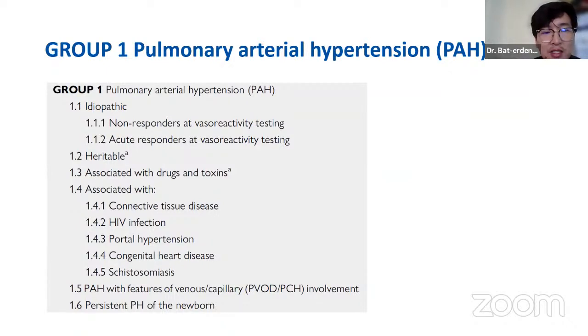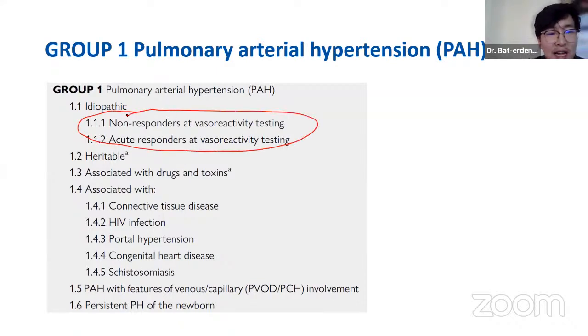In the 2022 ESC guidelines, there are two types of changes under idiopathic pulmonary arterial hypertension. We already know the vasoreactivity testing, which distinguishes non-responders and acute responders. Also, persistent pulmonary hypertension of the newborn was added to group 1. So the vasoreactivity testing is very important under idiopathic PAH.